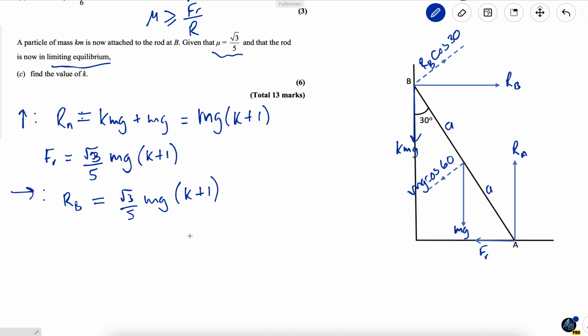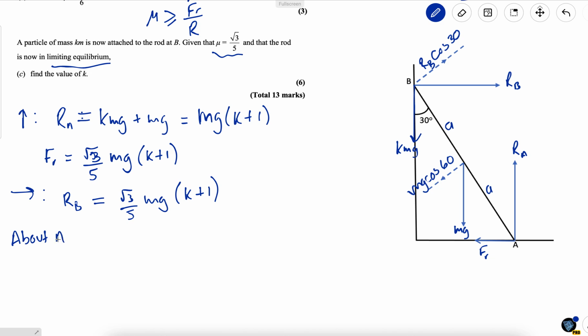So now that I know this force here, if I take moments about A again, that means I've got a force that I know, and another force that I know here, and another force that I know here. Now I don't know M, but that's fine because we're finding K, and we'll find out that we've got mg in every term when we get to it, and that's quite often the case.